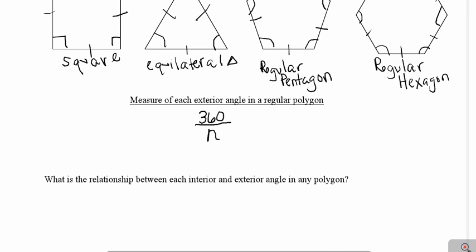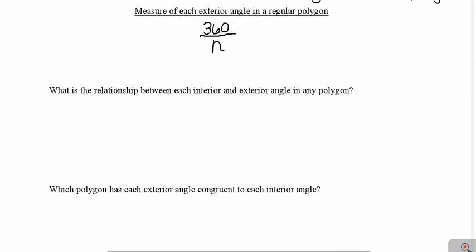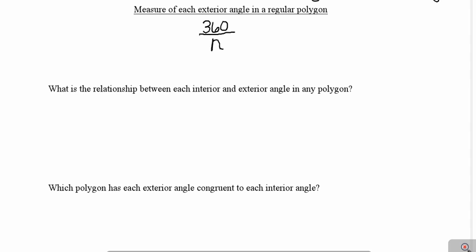Now I want you to think about this next question here. What is the relationship between each interior and exterior angle in any type of polygon? Doesn't necessarily have to be a regular polygon, but think about that for a minute. Maybe draw an example of a polygon and then draw its exterior angle and think about what is that relationship.